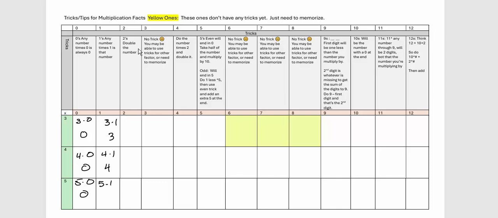5 times 1, 5. All right, 2s, now we're just doubling. So 3 times 2, 6. 4 times 2, 8. 5 times 2, 10.